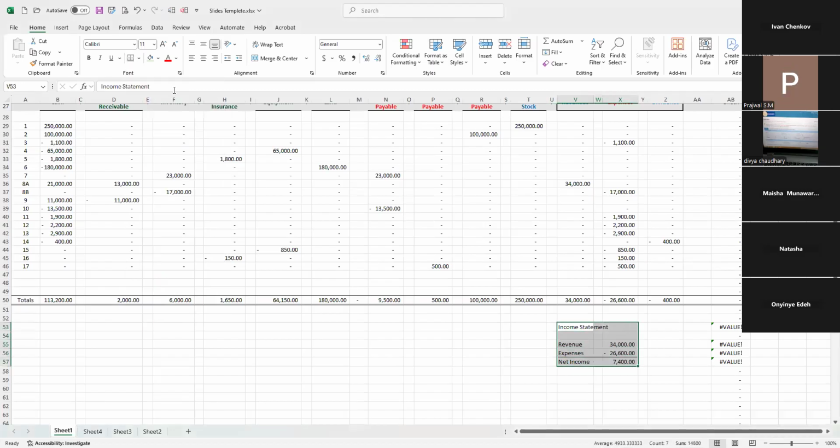We prepare the income statement. After we prepare the income statement, what do we have to prepare? Statement of owner's equity, right? Yes.